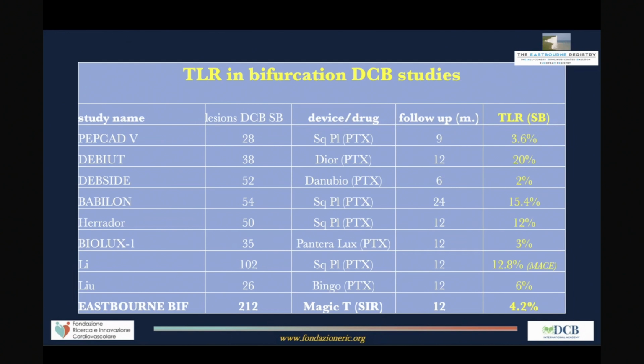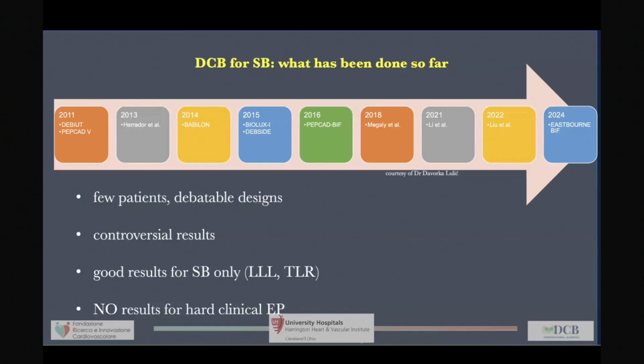So far we have small mechanistic studies with a good TLR, but quite different according to the studies. We go from 15.4% in a study, a Babylon study, which did not go well, talking about the side branch, to 2% in the DEPTH study. So there is quite a big range of variability for the TLR for the side branch.